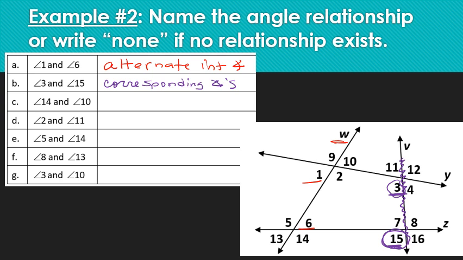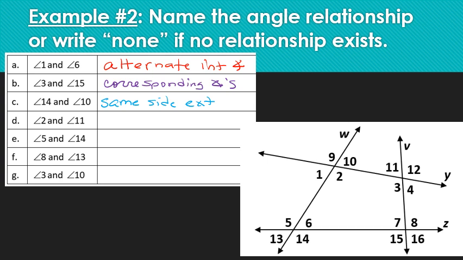Okay, 14 and 10, we'll do one more together. So 14 is down here on the bottom right. And over here we have 10. And if we think of this as transversal W, they are both exterior and they are on the same side. So we will consider these same side exterior angles. So I want you to take a moment and do problems D, E, F, and G on your own. So hit pause, and when you are finished, hit resume, and we will go over your answers.